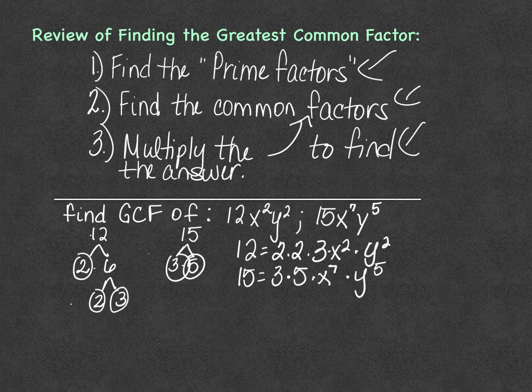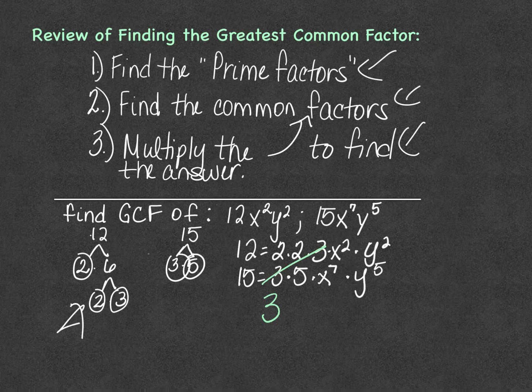So we were finding the greatest common factor of 12x squared y squared and 15x to the 7th y to the 5th. All right, so I've already found our prime factors here and there. So we're on our last step pretty much. So what do we have in common? I have a set of 3's in common. I do not have any 2's in common with 15, and I don't have any 5's in common in 15.